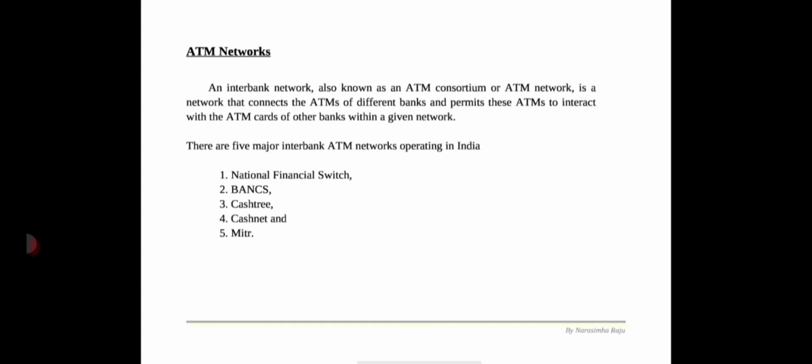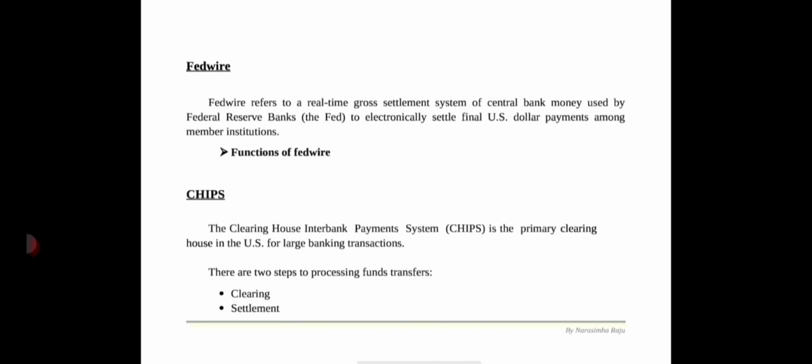The MITR network has the banks including Punjab National Bank, Oriental Bank of Commerce, Indian Bank, Karur Vysya Bank, IndusInd Bank and UCO Bank. And here Punjab National Bank acts as the settlement bank for the MITR network. And coming to the next topic, Fedwire.